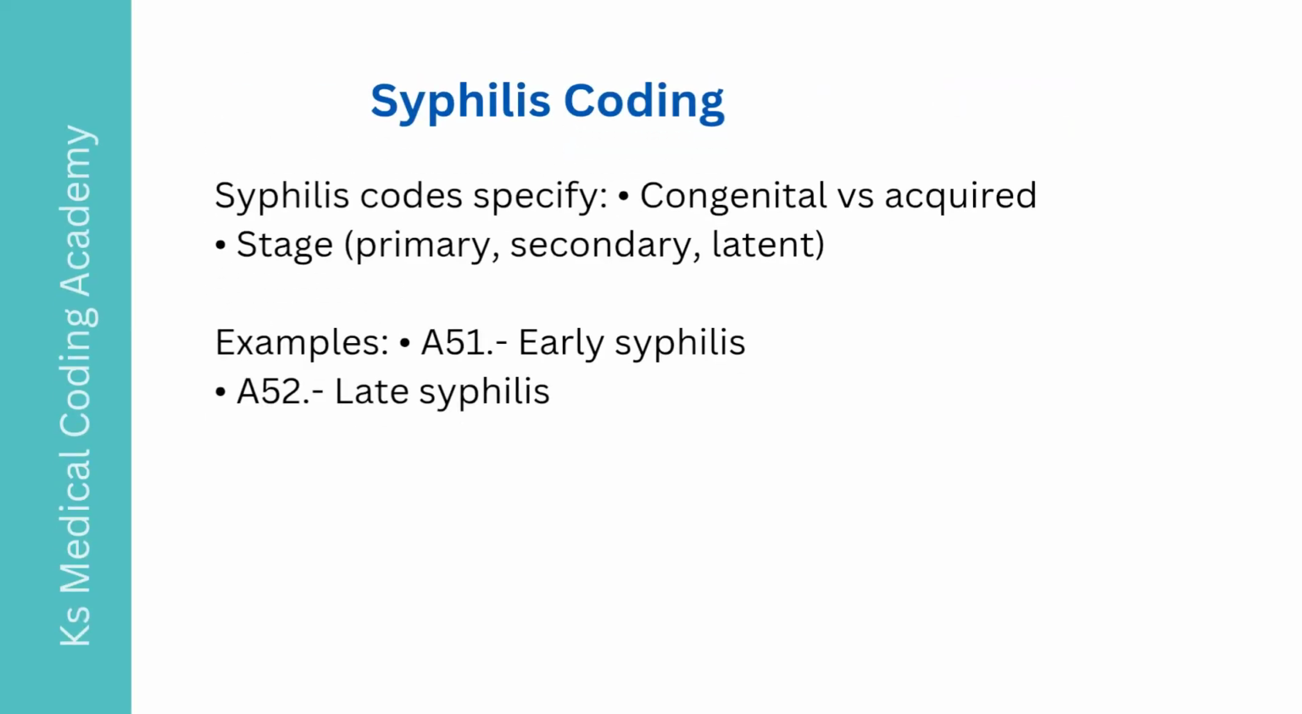Syphilis coding. Syphilis codes specify whether the infection is congenital or acquired and the stage of the disease, such as primary, secondary, or latent. Early syphilis is coded from A51, while late syphilis is coded from A52.